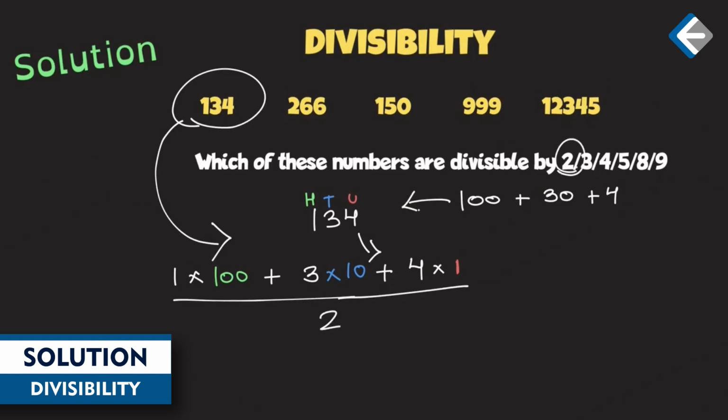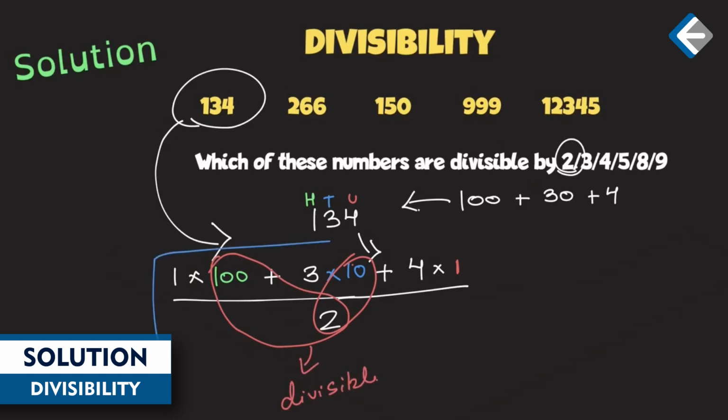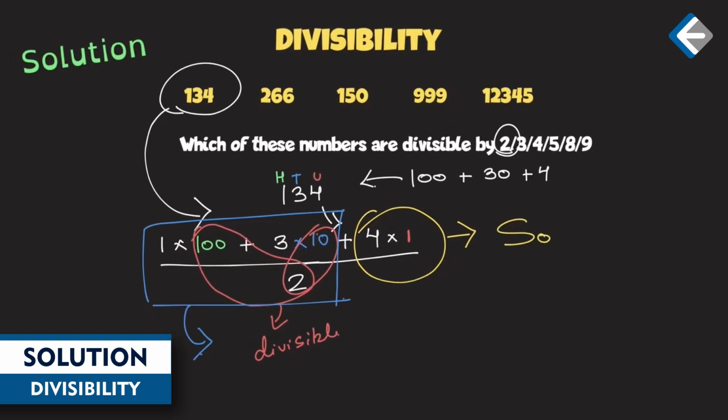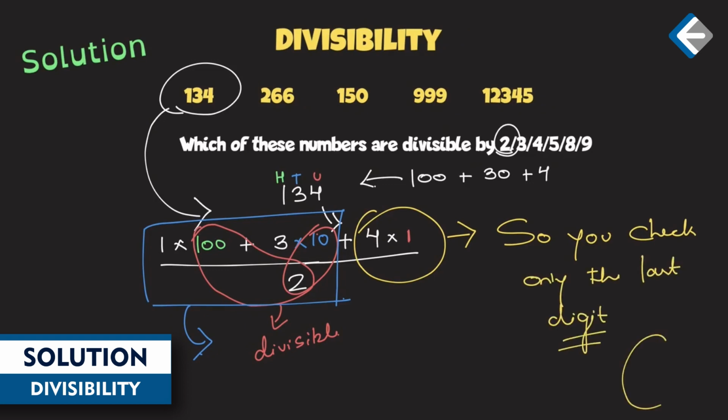So divide this entire thing by 2 now to check the divisibility for 2. If you can see 10 divided by 2 and 100 divided by 2, the remainder is 0, which means what? The tens part and the 100 part are always divisible by 2. And the only thing I have to check here is whether the unit digit is divisible by 2. And if the unit digit is divisible by 2, I say that the number is divisible by 2. And that's how simple it is.